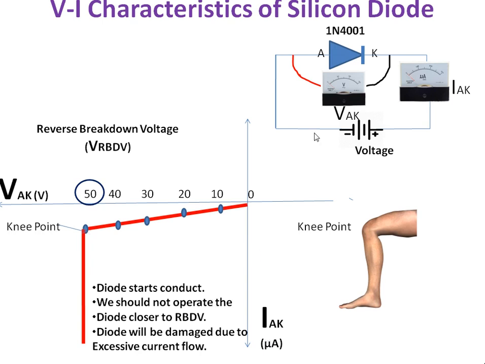If the applied voltage across the diode exceeds the breakdown voltage, the current starts increasing rapidly. It may damage your device. When the current increases, the heat produced at the junction also increases. It may damage your diode. So you should not operate your PN junction diode above the reverse breakdown voltage.